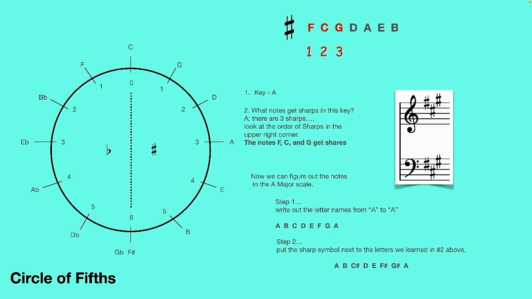Now, why am I going from A to A? Well, because we're in the key of A. So put the sharp symbol next to F, C, and G. And there is our A major scale. Does that make sense?